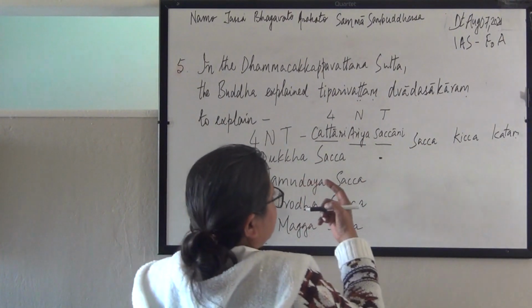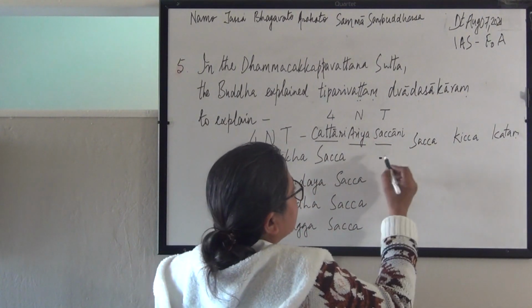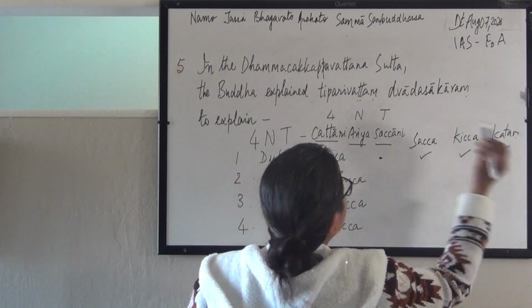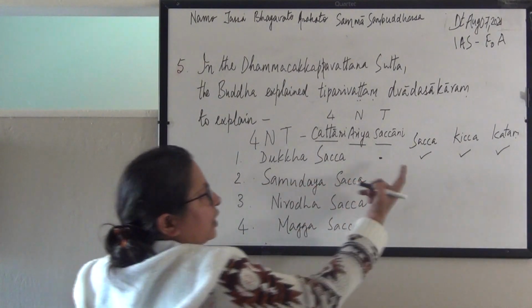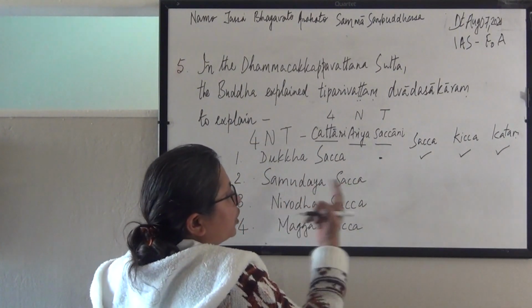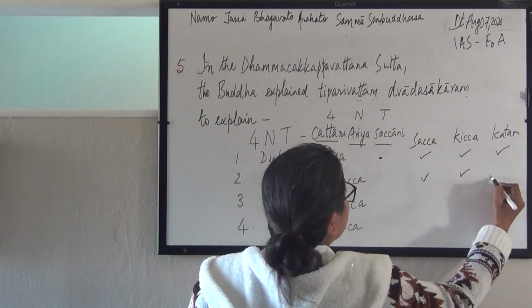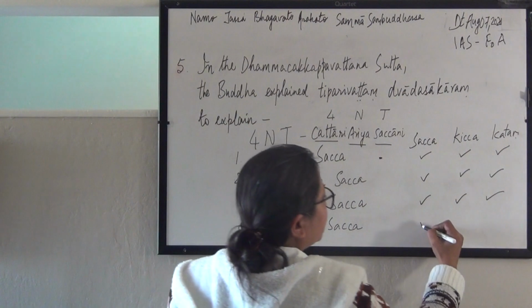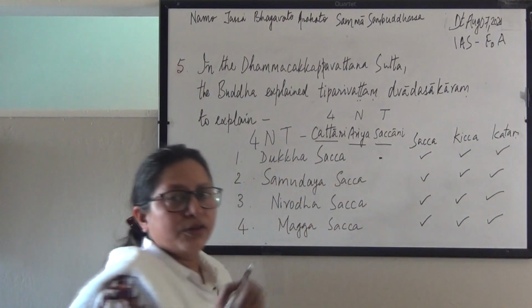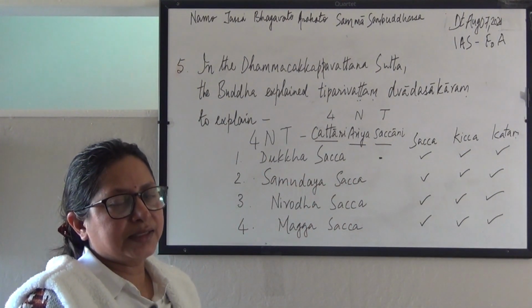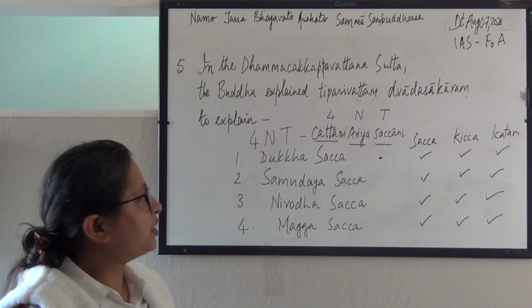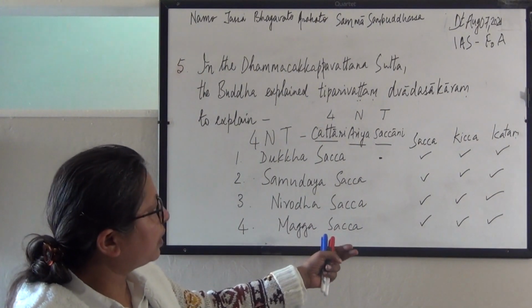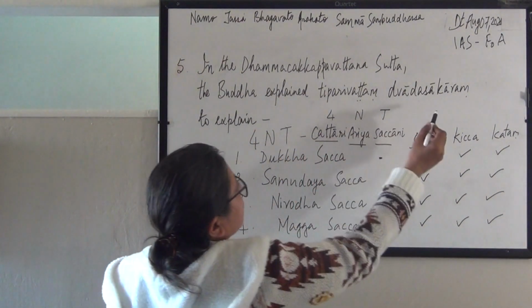Satya is the first one, so you have each in 1, 2, 3 ways. We have the Dukkha Satya in 3 ways, the Dukkha Samudaya Satya in 3 ways, the Dukkha Nirodha Satya in 3 ways, and Magga Satya in 3 ways. You can refer to the slides in the PowerPoint presentation to know more about these Satya and Ti Parivattam Dvadasakarang.